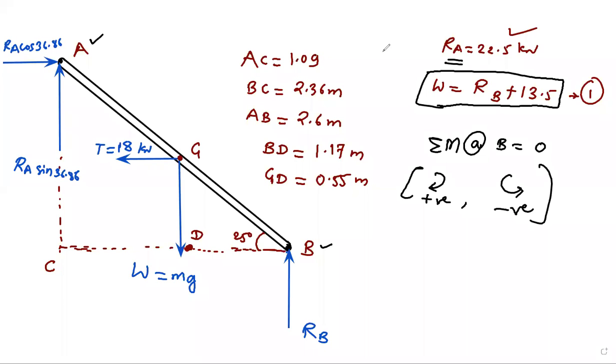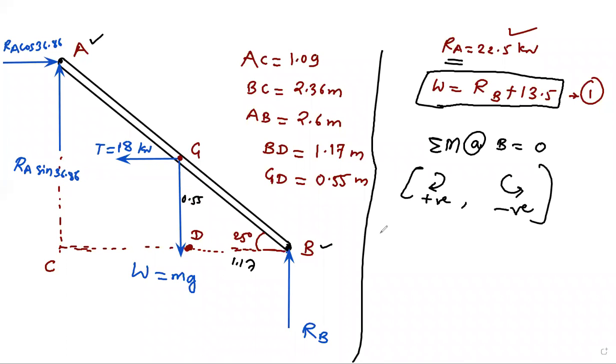Distances are already calculated. BD is equal to 1.17 meter, the horizontal distance 1.17, and the vertical distance is 0.55. So, taking the moment about point B equal to 0, clockwise positive, anti-clockwise negative. First of all, we will start from point A.